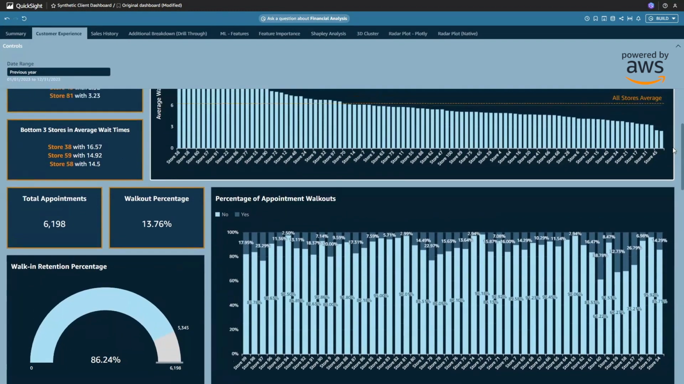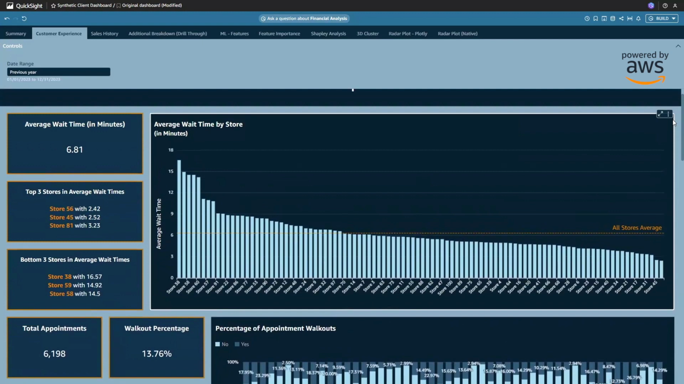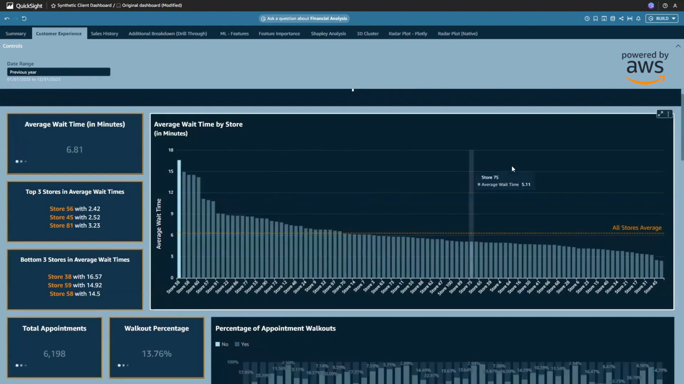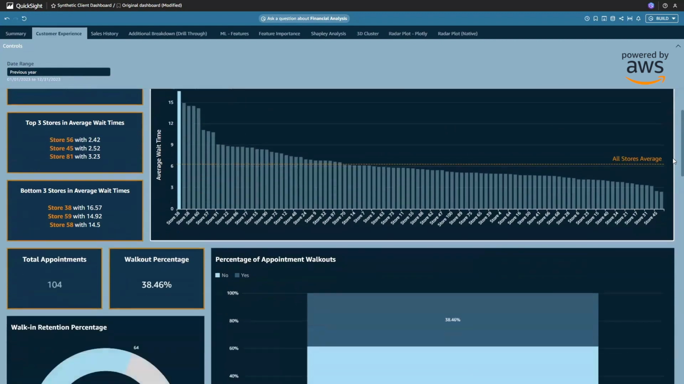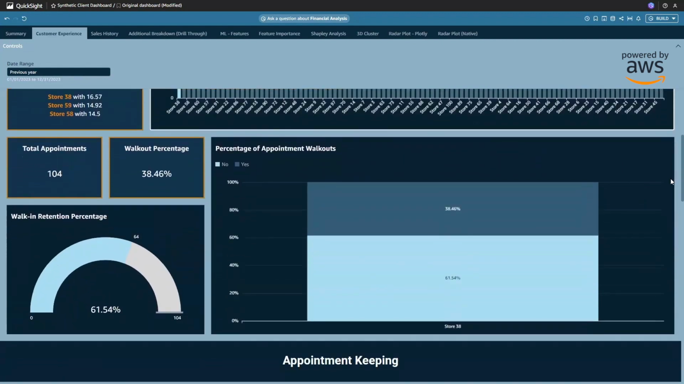Now, actually analyzing the data in these visuals, we can see a few stores that have a concerning average wait time, with the worst store, store 38, having a much longer wait time than the overall average. In order to investigate further, we can click on this bar to filter for this store's data. As this filter is applied to the other visuals on the screen, we can scroll back down and see the effects of this long wait time, reflected in the high walkout percentage or low retention percentage. And this represents a loss in revenue for every customer that decides to leave rather than wait for their appointment.